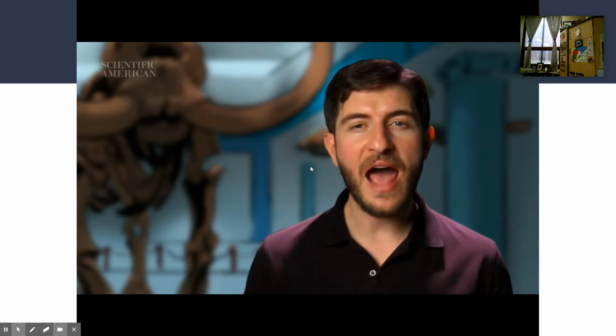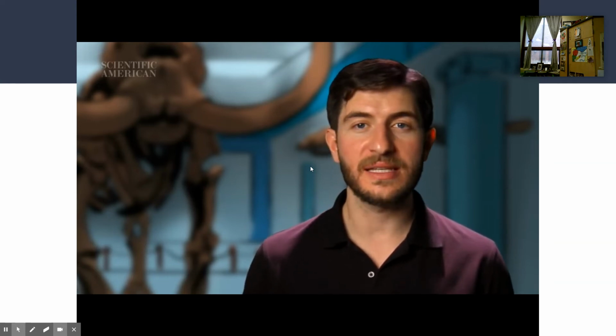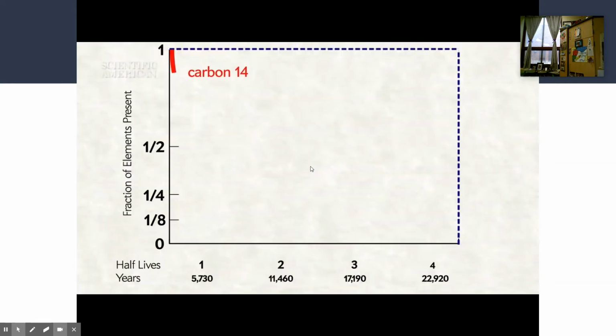Every 5,730 years on average, about half of the carbon-14 atoms will decay into nitrogen. This is its half-life. After one half-life, the animal will have about half the amount of carbon-14 it started with.